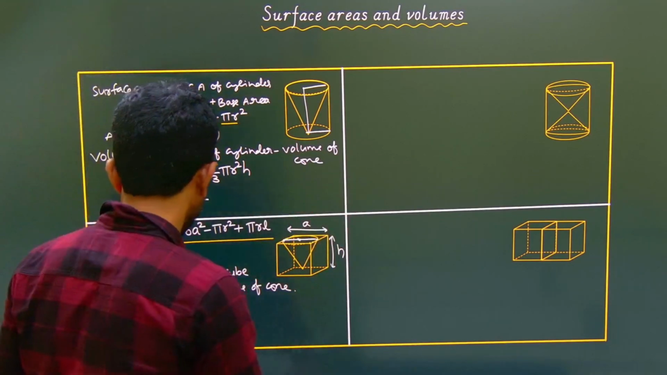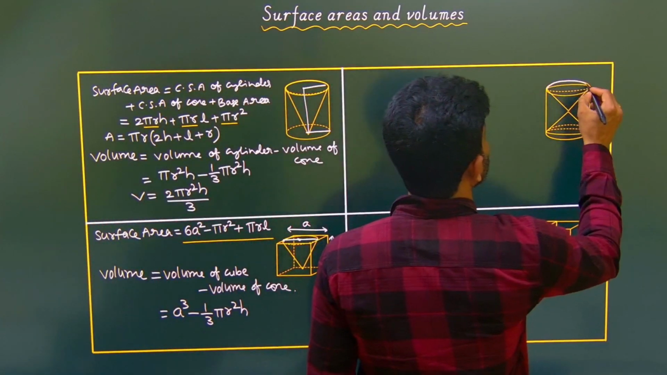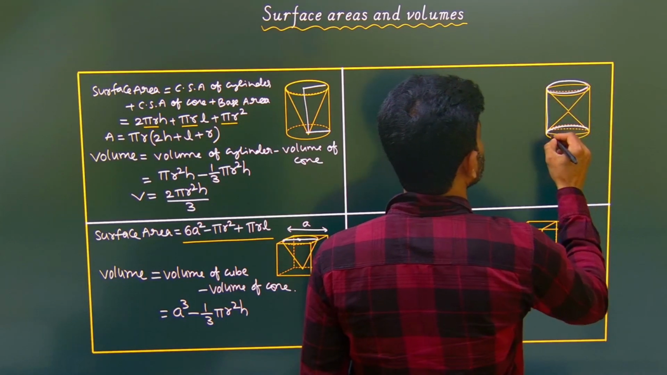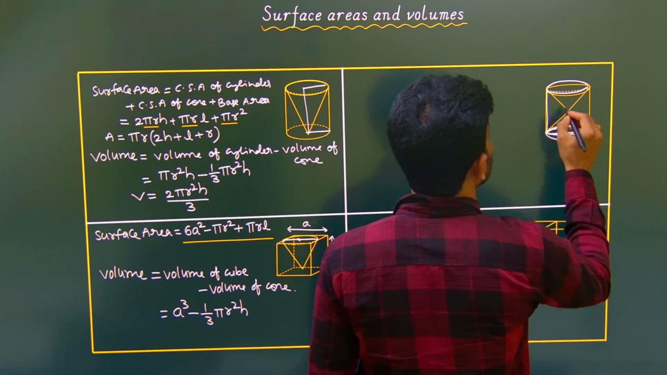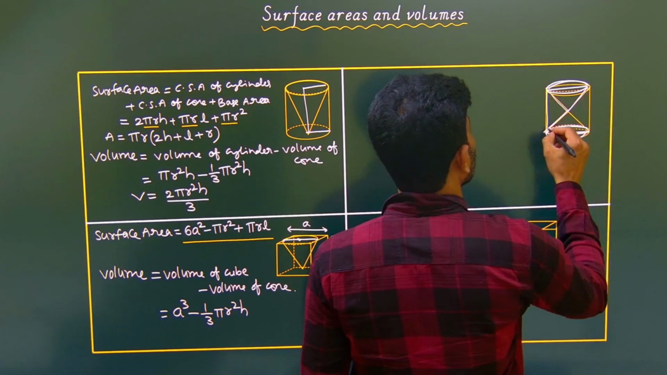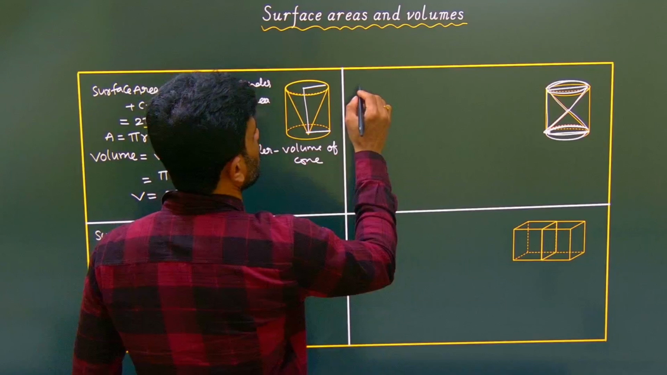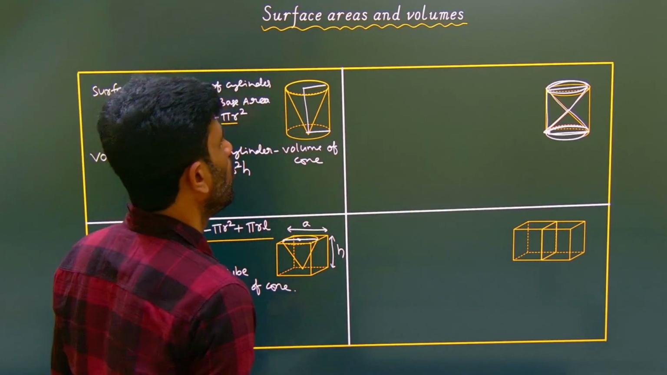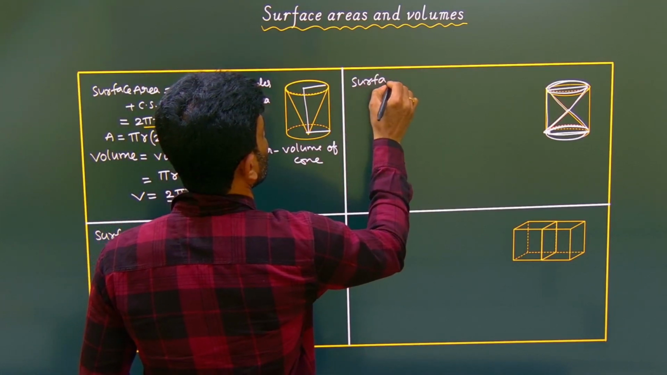Now coming here, this figure you may not understand. Here what I thought to tell you, this is the cylinder. From the cylinder we are removing two cones. This is one cone, two cones are removed. Then how can we find surface area? Because two cones are removed, there will be no top, no base also.